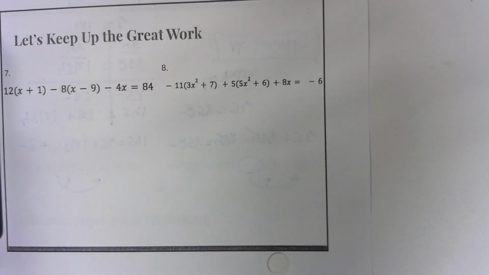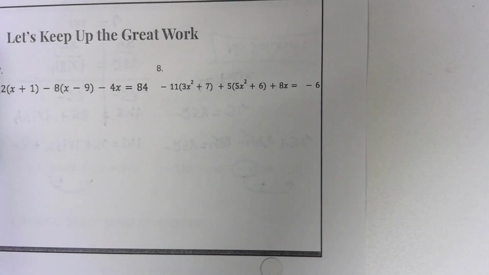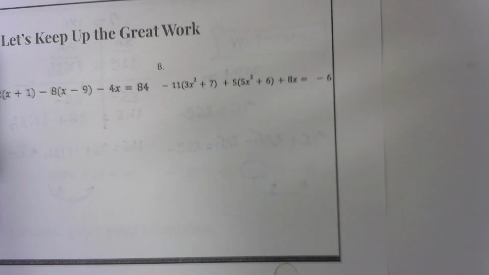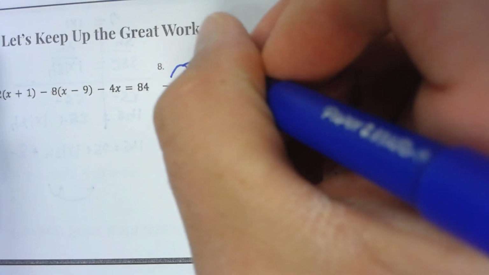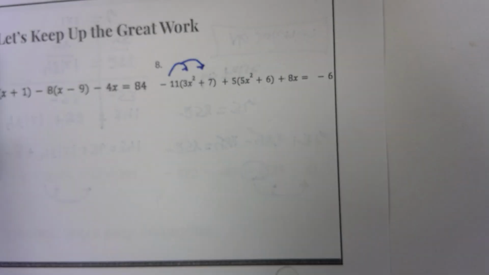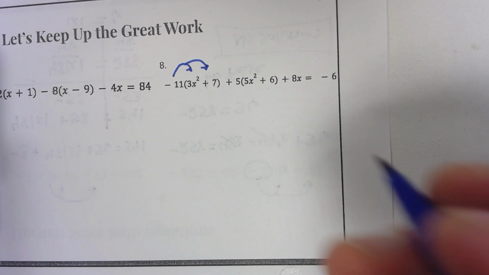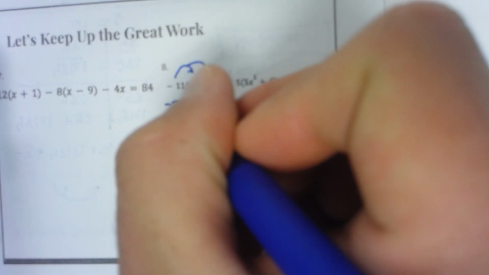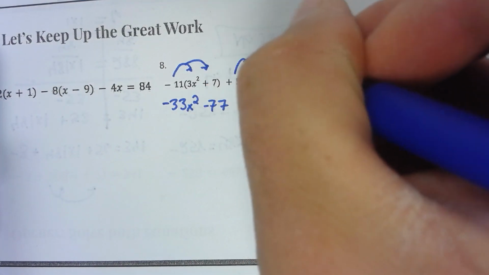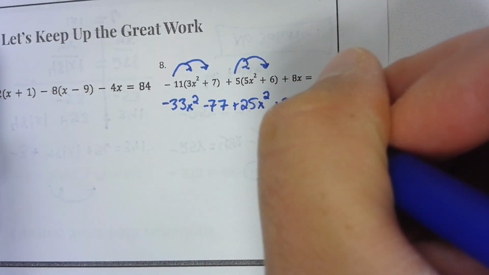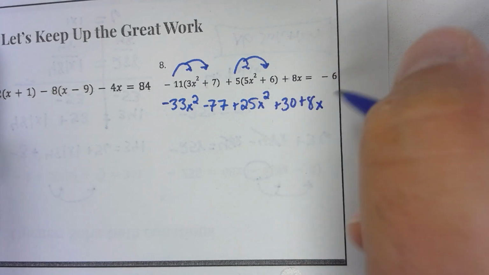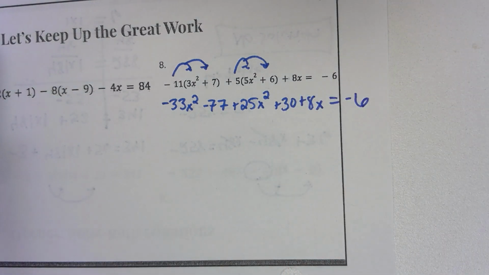I'm noticing the x squared, so I am seeing that this is a quadratic equation. I can get 2 solutions, 1 solution, or maybe even no solution. I'm noticing that I need to distribute to start. And when I'm distributing here, that first number that's getting distributed is a negative 11, making it negative 33x squared, and then minus 77. And I'll distribute the 5 to get 25x squared, plus 30, and then plus 8x, and it equals negative 6.